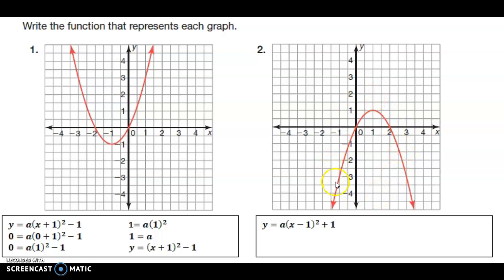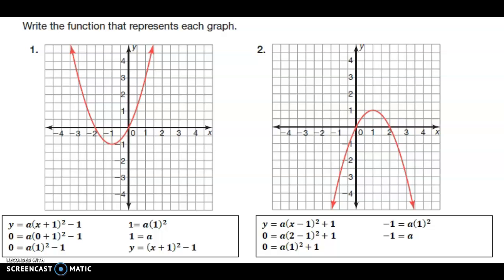Now let's select another point on our graph. This time I'm going to select this point. Again, it's any point where the parabola crosses, and it crosses at 2, 0. When x is 2, y is 0. Let's plug that into our equation for x and for y. Now let's simplify and solve for a. This time we find that the a value is -1.